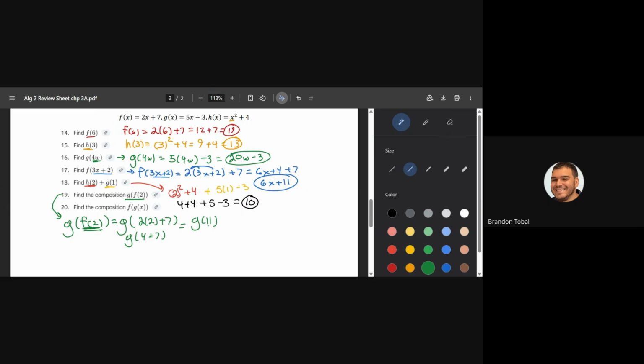Now I have g of 11. I'm going to take 11 and plug it in for the x over here in g, because this letter is g. So 5 times 11 minus 3. 55 minus 3, 52.